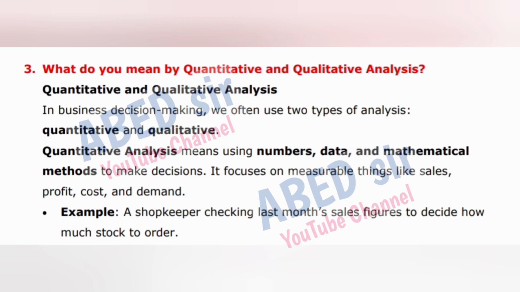What do you mean by quantitative and qualitative analysis? In business decision-making, we often use two types of analysis, quantitative and qualitative. Quantitative analysis means using numbers, data, and mathematical methods to make decisions. It focuses on measurable things like sales, profit, cost, and demand. Example: a shopkeeper checking last month's sales figures to decide how much stock to order.